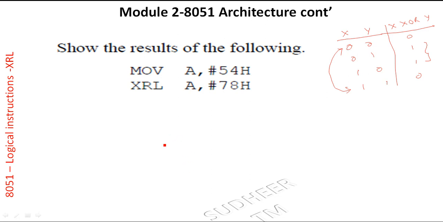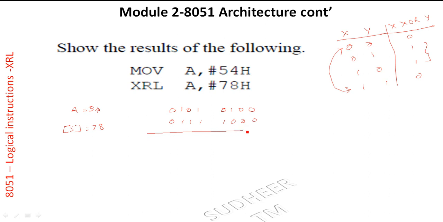Okay, let us take one example. A is equal to 54. So while executing the instruction, A will be 54. How is 54 represented? 5 is 0, 1, 0, 1. Then 4 is 0, 1, 0, 0. Next, XRL A comma #78. So our source is the immediate data 78. How is 78 represented? 7 is 0, 1, 1, 1. Then 8 is 1, 0, 0, 0.